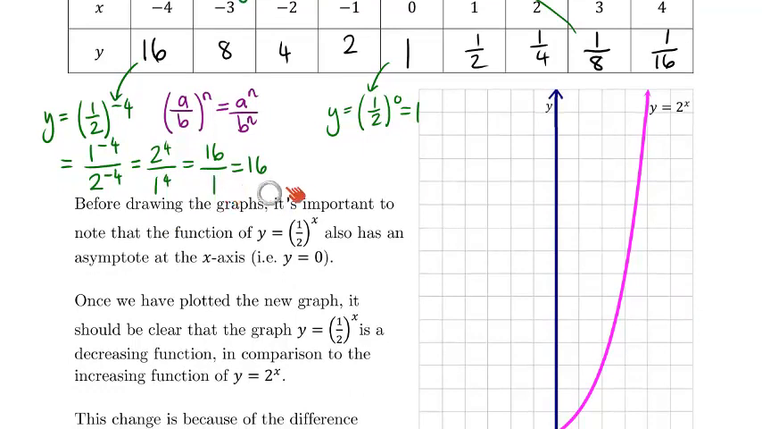But before drawing the graphs, it's important to note that the function y equals a half to the x also has an asymptote at the x-axis, i.e. y is equal to 0. Let me prove it to you guys. If we let y equal 0, you would get 0 is equal to 1 over 2 all to the x. This is a false statement because there is no solution for x that can make this true. It's impossible. No real nor non-real solution for this.